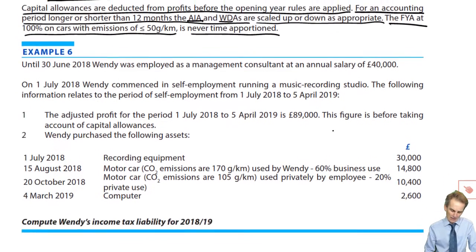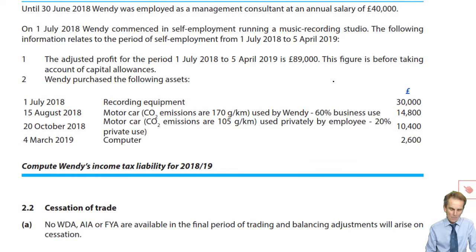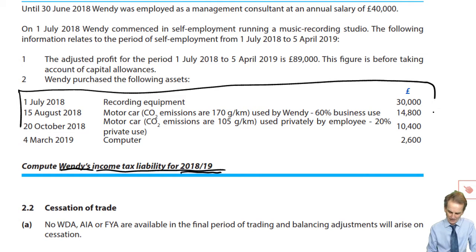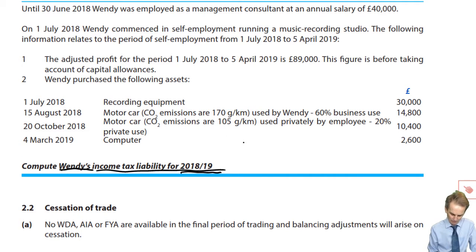Okay, we've got now an example to deal with, but rather than just focusing, as illustration 1 in chapter 5 did, on just the capital allowances, we've got ourselves a bigger and better example, whereby we're dealing with our hero here, or heroine, Wendy's income tax liability for 2018-19. So we're going to have to take the figure of capital allowances that we compute, and that's going to be the focus of this information here. Wendy purchased the following assets as we have there.